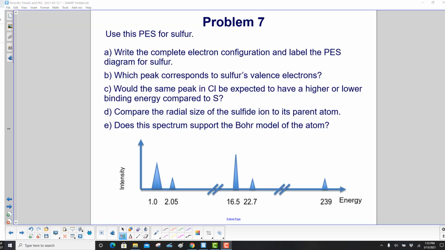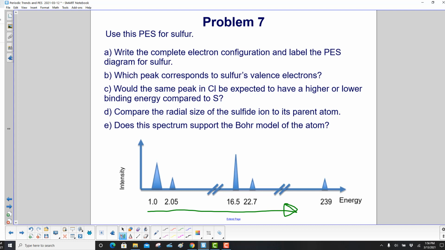Use this PES for sulfur, and note the energy is increasing from left to right, the binding energy. Write the complete electron configuration and label the PES. Which peak corresponds to sulfur's valence electrons? Would the same peak in chlorine be expected to have a higher or lower binding energy compared to sulfur?